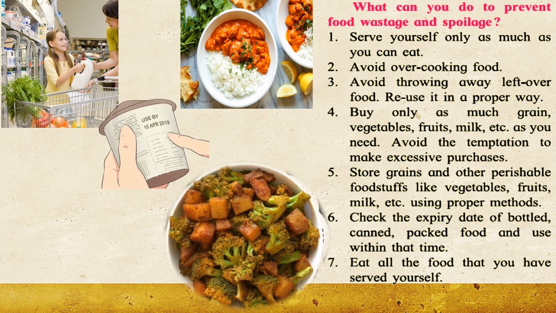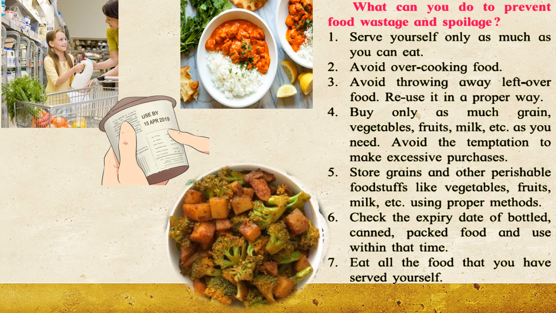Next, store grains and other perishable foodstuffs like vegetables, fruits, milk, etc. using proper method. हम लोगों के घरों में जब दूध आता है तो we have a habit of boiling it and then keeping it in the fridge, and that helps in keeping the food for a longer time. Okay, same thing happens with vegetables and fruits also. When you get it home, you should wash it, wipe it, and then keep it in the refrigerator so that it stays fresh and doesn't get spoiled easily.